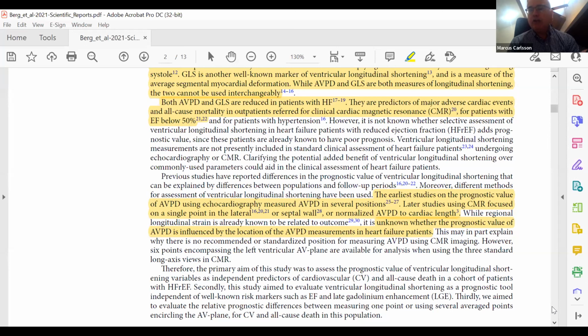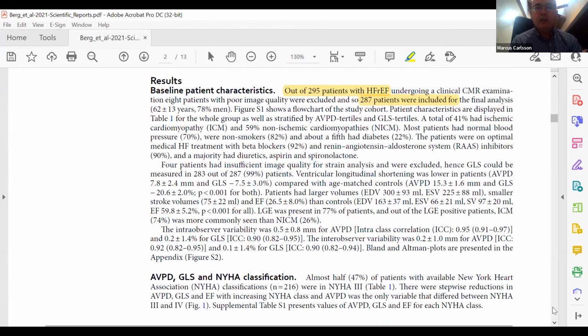So we wanted to compare the different measurement points to see if there was any rationale for doing multiple points, or if one point is enough. So we included 295 patients who had an ejection fraction of below 40%. And because of some bad image quality, we only had 287 patients for analysis.